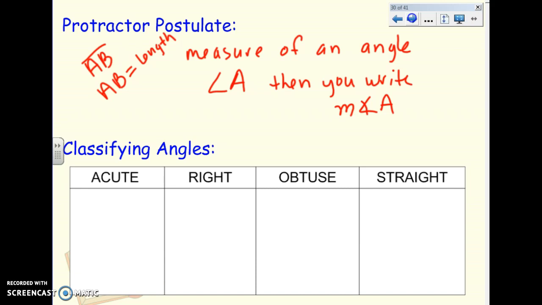And you know what our degrees are from angles: 0 degrees to 180 degrees, most commonly. Sometimes you can talk about reflex angles. They get a little bit bigger, but I wouldn't worry about that right now. So really what's important is that you know your angles from 0 to 180 degrees.